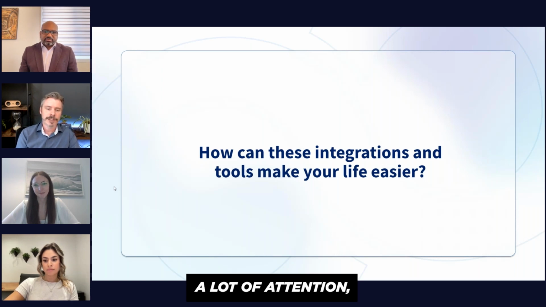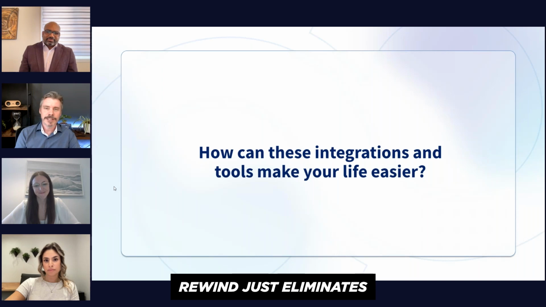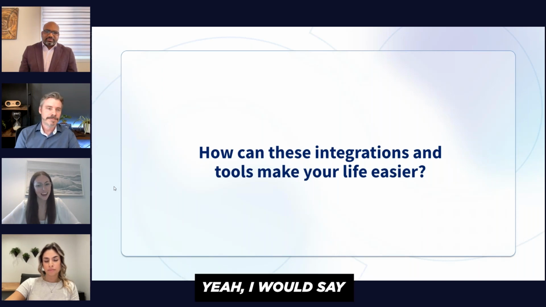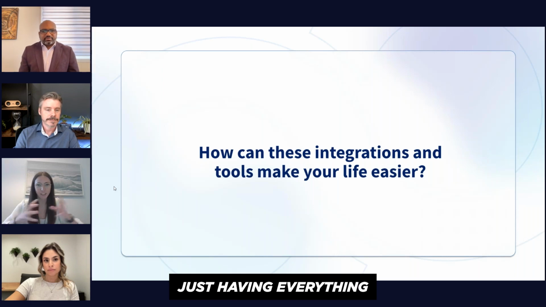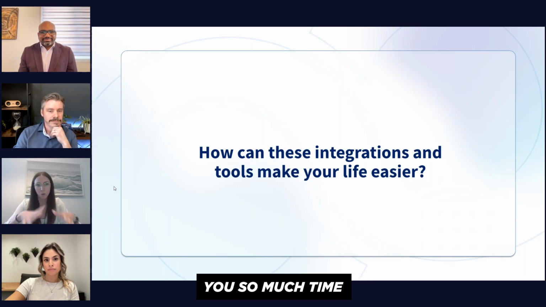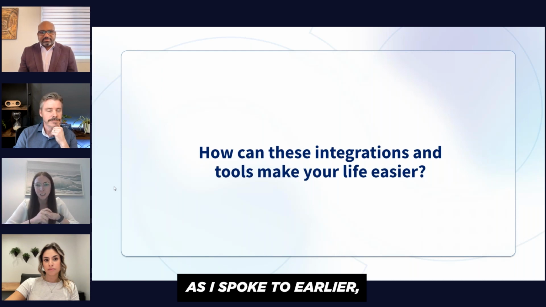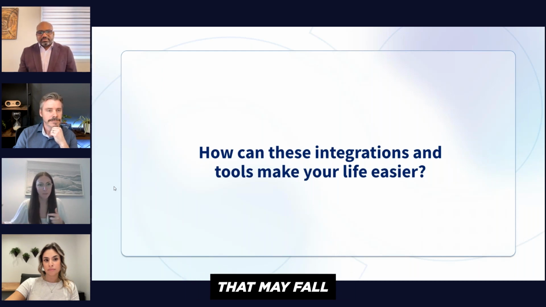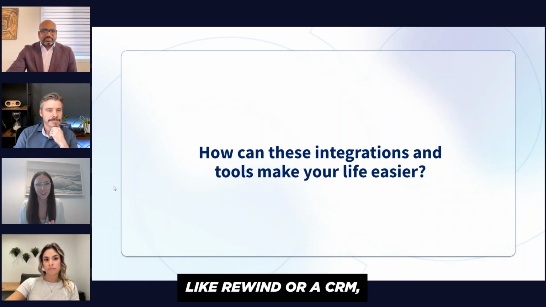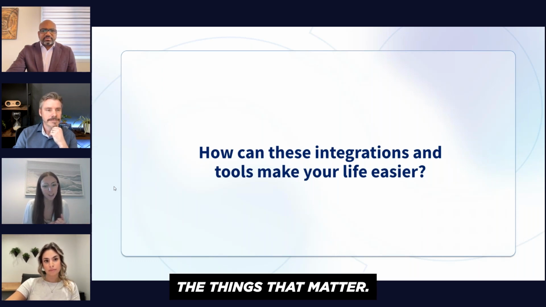Trying to do it manually requires a lot of attention, a lot of diligence on your part, and even so often still goes wrong, unfortunately. Rewind just eliminates that challenge. Amazing. I would say past that, just having everything online connected in one place with the data syncing back and forth, moving to the cloud, that's going to save you so much time right there from the double data entry. And then having those other tools, as I spoke to earlier, to help automate other aspects that may fall outside of QuickBooks, whether that's more advanced inventory management or data backup like Rewind or a CRM, it can really automate all of those processes and save you time to focus on the things that matter.